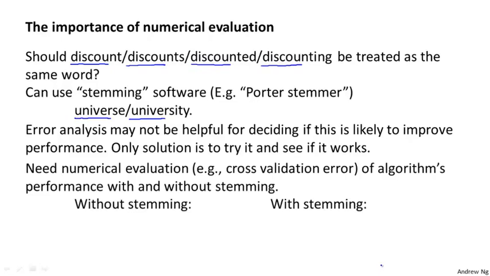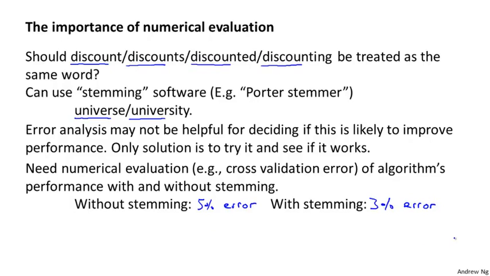And in order to do this, having a way to numerically evaluate your algorithm is going to be very helpful. Concretely, maybe the most natural thing to do is to look at the cross-validation error of the algorithm's performance with and without stemming. So if you run your algorithm without stemming and you end up with, let's say, 5% classification error, and you rerun it and you end up with, let's say, 3% classification error, then this decrease in error very quickly allows you to decide that, looks like using stemming is a good idea.